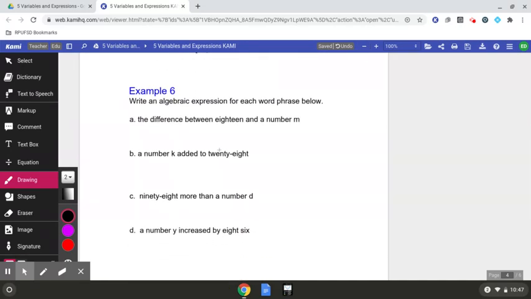Okay, so if you tried them, obviously at this point, check your work. Or if you're still struggling, just watch me do them. So the difference means to subtract between 18 and a number m. So I'm doing 18 minus m. B says a number k added to 28. So k added to 28.